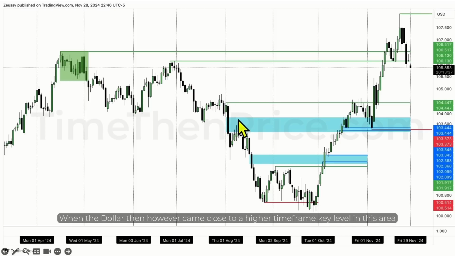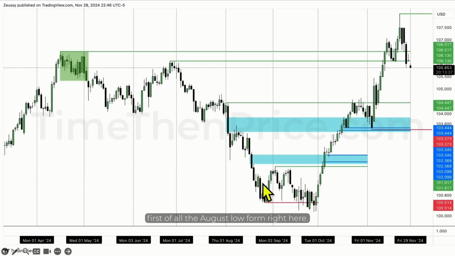When the dollar then, however, came close to a higher time frame key level in this area, we were anticipating that the dollar would likely begin turning around soon. The reason why was due to the fact that we saw, first of all, the August low form right here.